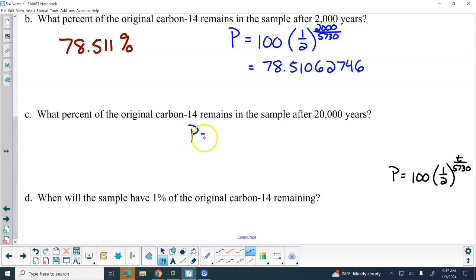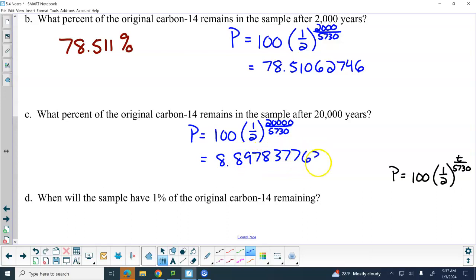So P here is going to equal 100 times 1/2 to the 20,000 divided by 5,730 power. And when you do that, you should get 8.8978377763. So we'll call that 8.898%. Agree with that one? Okay.